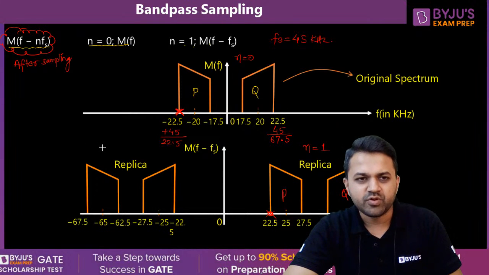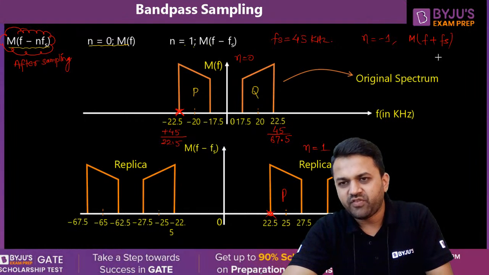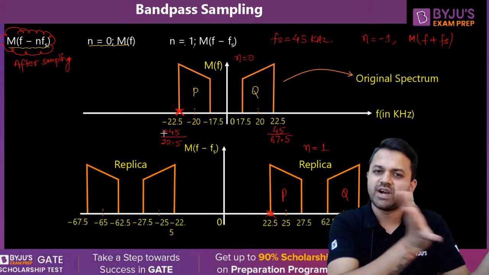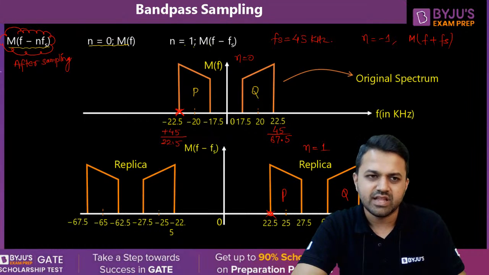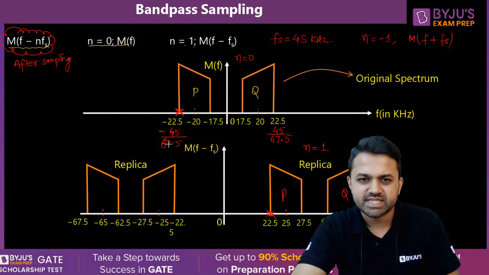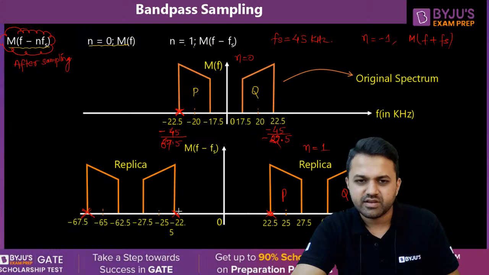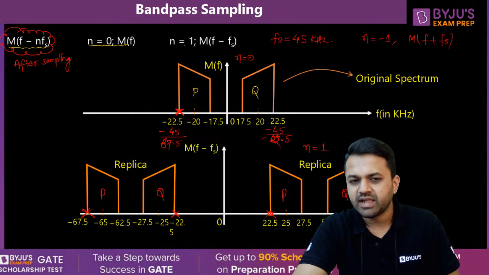Now when we put n equal to minus 1, then I will get M of f plus fs. M of f plus fs means you have to shift towards the left. To shift towards the left, you can subtract 45. So when you subtract 45, this will be minus 67.5, so this is this point, and this will be minus 22.5, so this will be this point. So this Q will shift here and this P will shift here. Okay, so this is for n equal to minus 1.